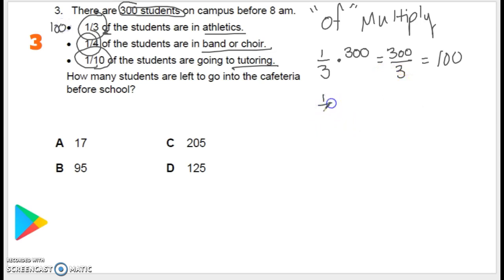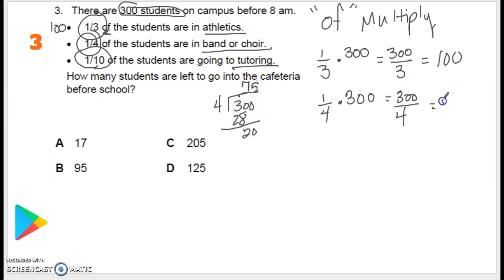Then we have 1/4 of the students, so 1/4 of all of the students gives us 300 out of 4. When we divide that, 4 goes into 300. 4 goes into 30 7 times. That's 28. With 20 left over, gives us 5. So that's 75 kids in band or choir in the morning coming into school.